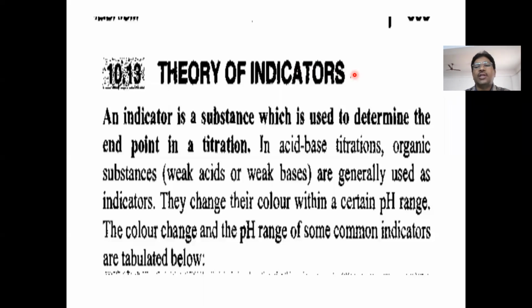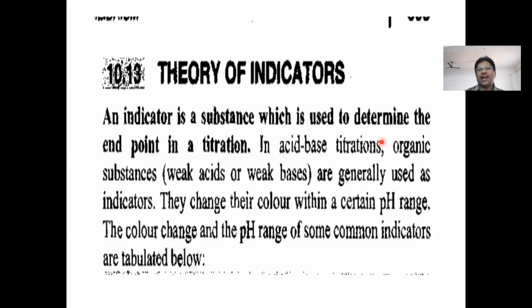Important theories of indicators. First of all, we have to understand what an indicator is. An indicator is a substance which is used to determine the end point in a titration. So what do we mean by end point?